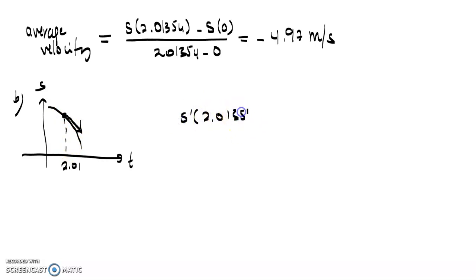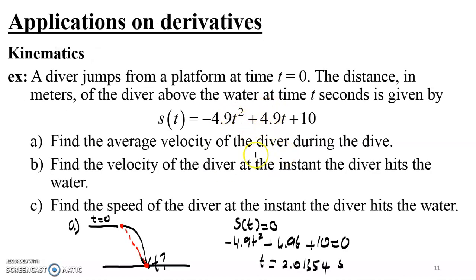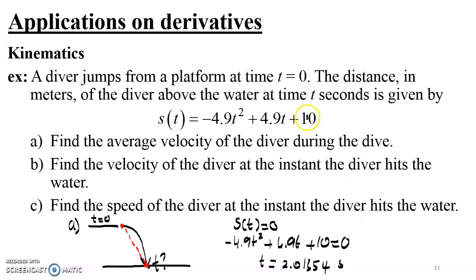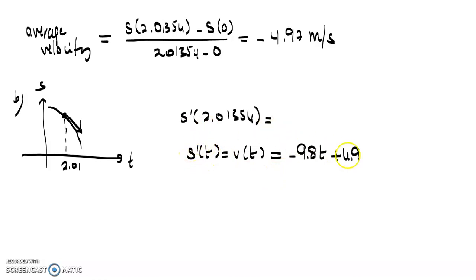of 2.01354, where s prime would in fact be the derivative, the velocity, of the distance or the displacement. So over here, to find the derivative, s prime of t, which is v of t, is 4.9 times 2, that's 9.8, so that's negative 9.8 t plus 4.9, and then the derivative of the constant is 0. Then replacing t by 2.01, that would lead to an instantaneous velocity of negative 14.8 meters per second.